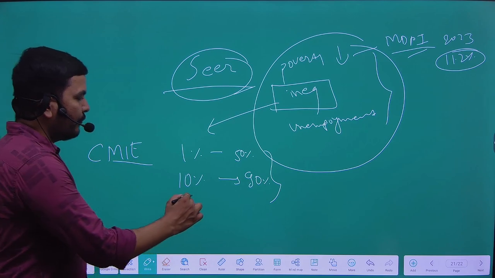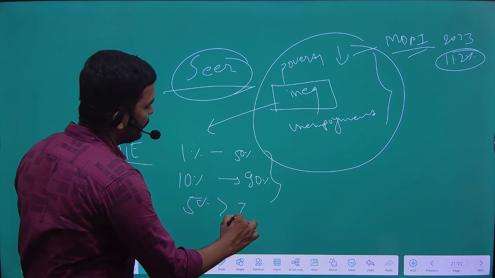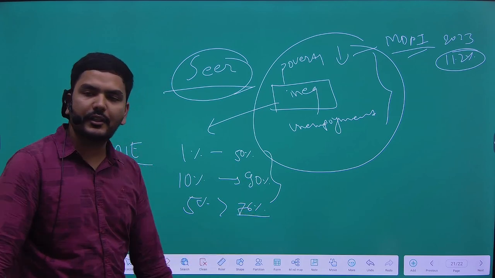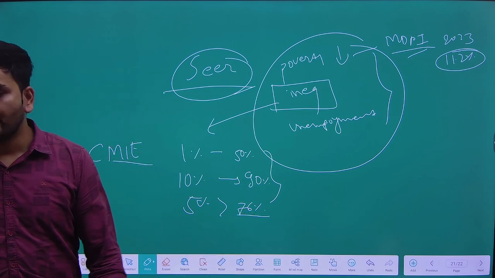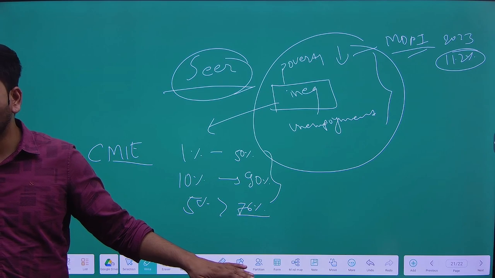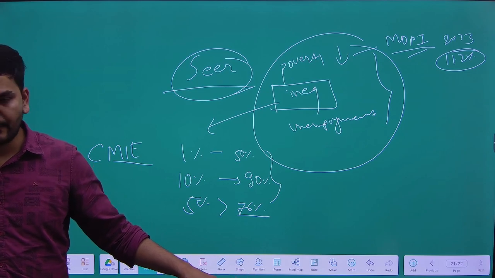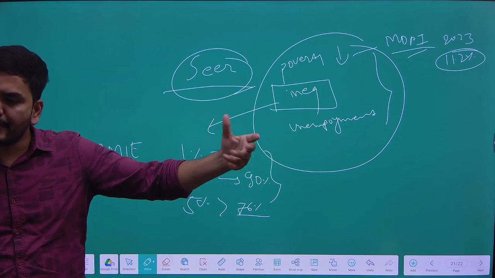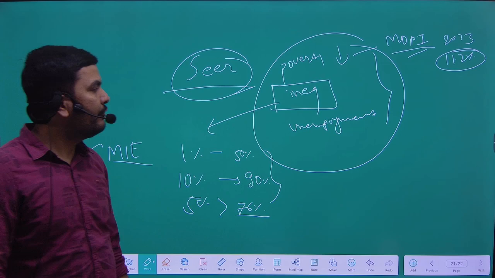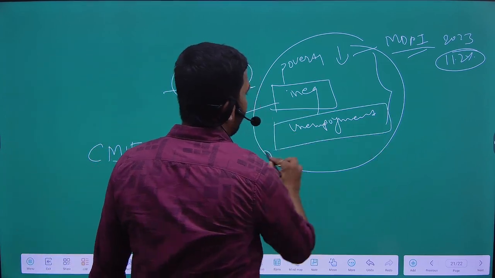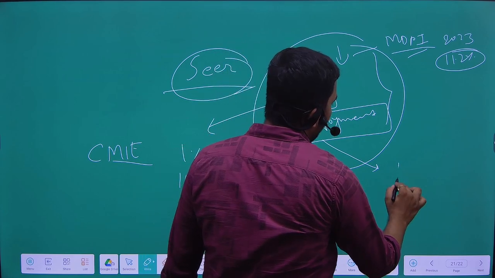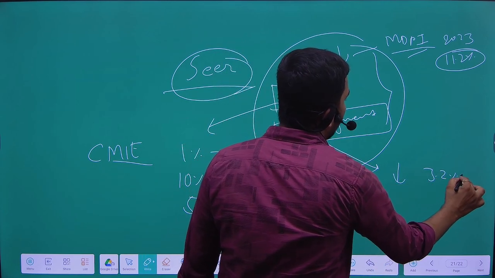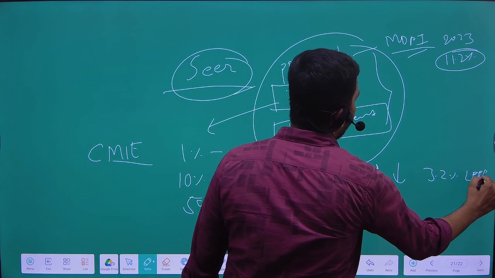If you talk about the top 5%, it is holding more than 76% of the resources. So it is inequality that is prevailing in the economy, right? So then this is a paradox: okay, poverty is falling, but what about inequality? If you talk about unemployment, unemployment has fallen to 3.2% as per the labor force participation rate.